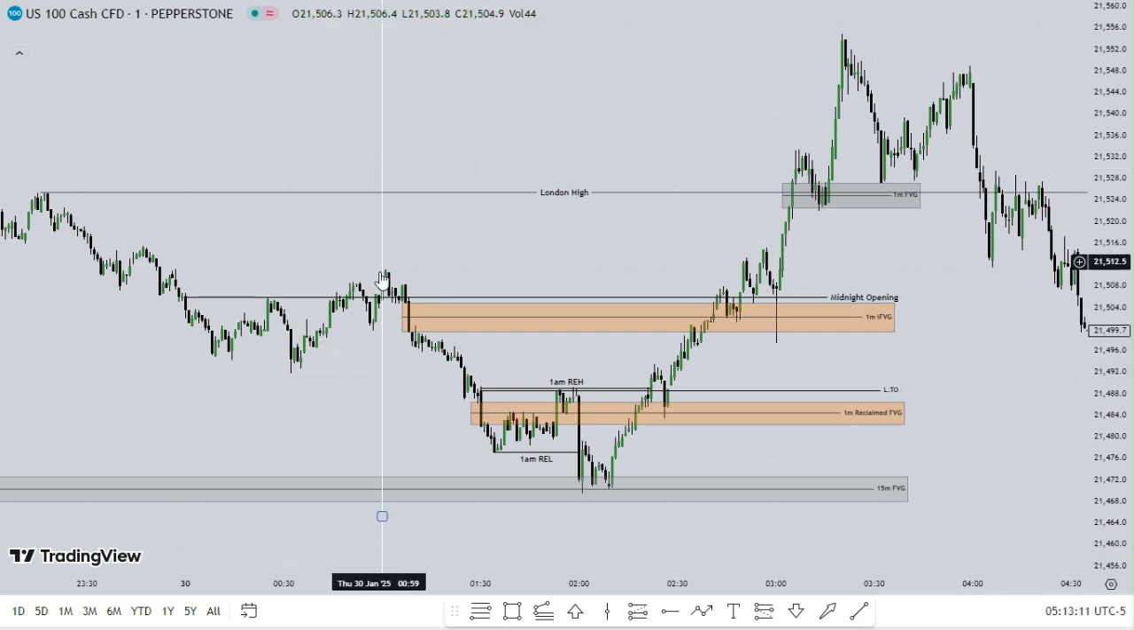As you can see here, we have the 1 a.m. candle. So, excuse the sound. I literally live a few blocks away from the airport, so aircraft are very close from where I live.